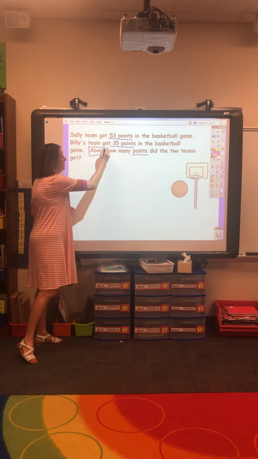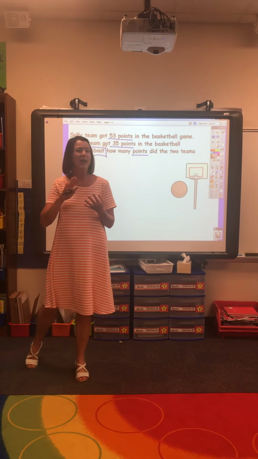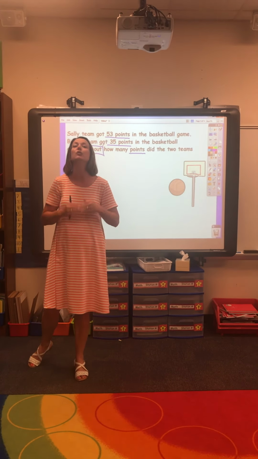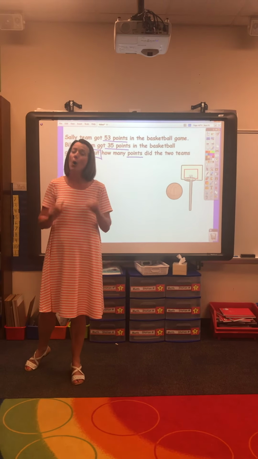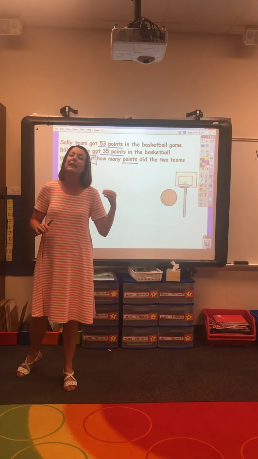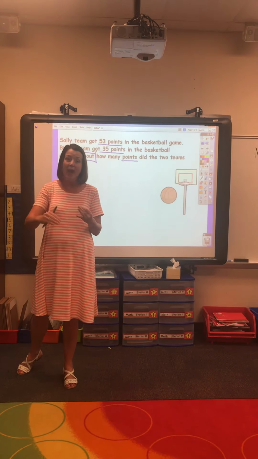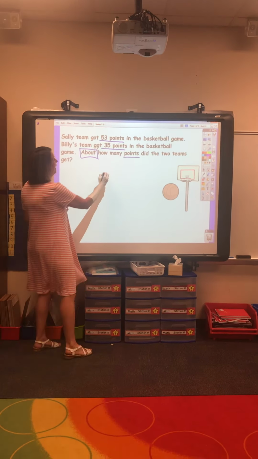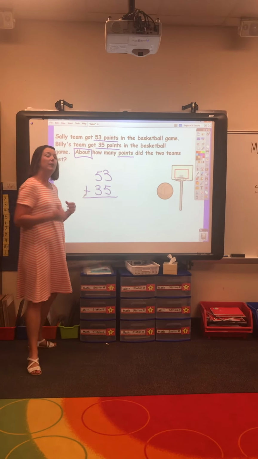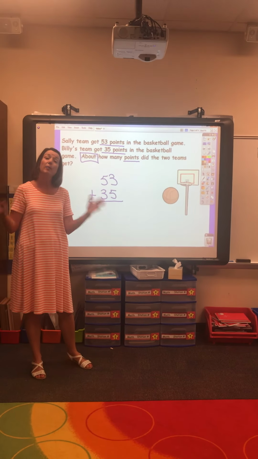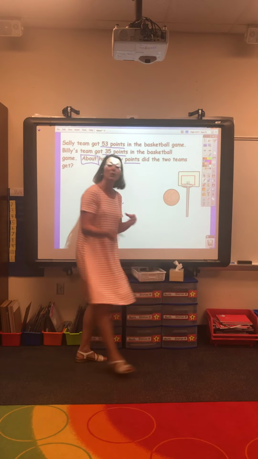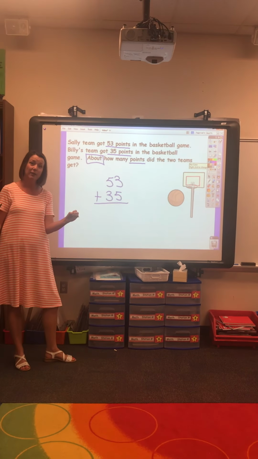the word about. So whenever we see the word about, estimate, approximately, we all know that those words mean you're going to round. And the whole purpose of rounding is to make addition and subtraction easier. So you have to round first. So we would say 53 plus 35. And remember, we talked to the kids about rounding on a number line. So now we're trying to transition them into actually rounding without the number line.